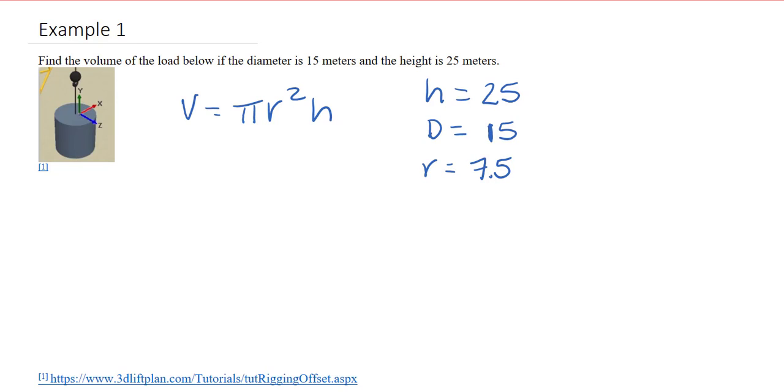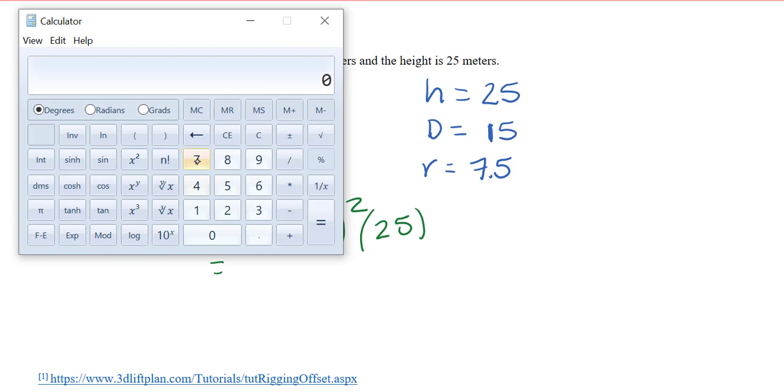Now let's plug all this in. So we get pi. Now r is 7.5 squared times the height, which is 25. So let's go 7.5, let's square it. So we get raised to the power of 2. So we get 56.25.